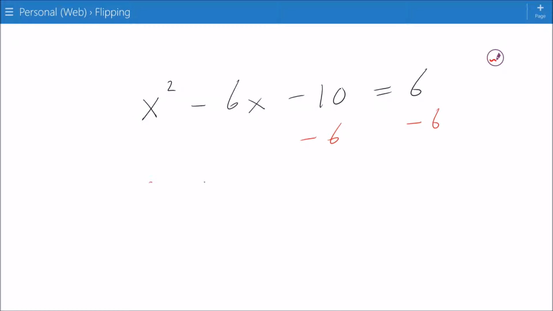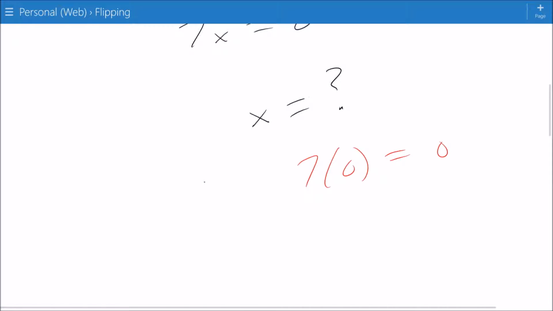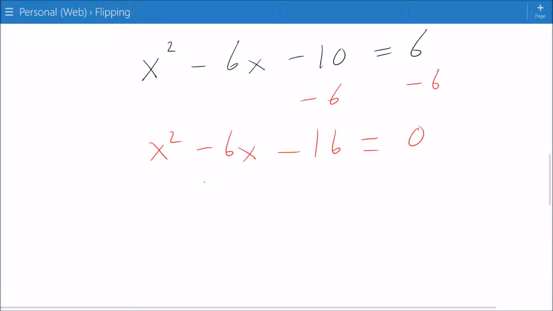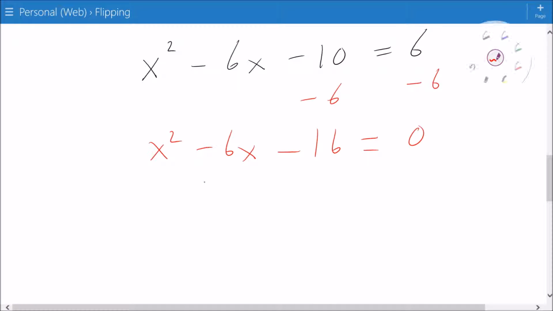Simplify, you're left with x squared minus 6x, combine these two, minus 16 is equal to, well, now that's 0. This is what we want. It gets us into the format like just what we had up there. Now, I can look over here, and this actually lends itself very well to our good old cross method.